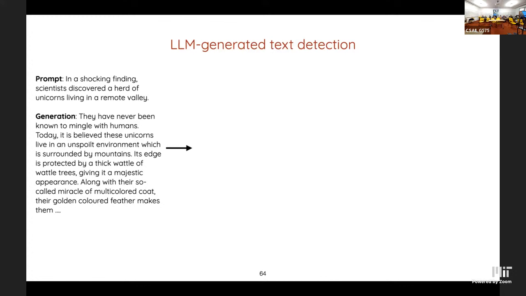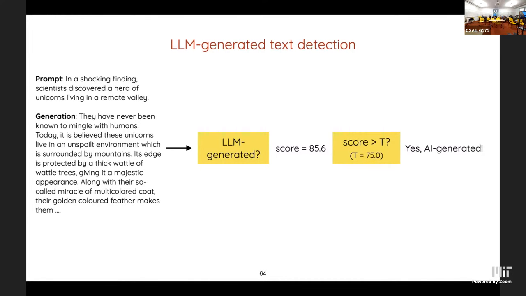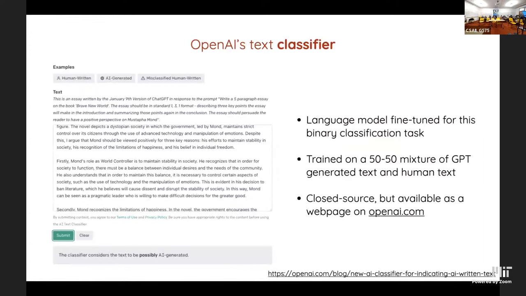The way these detectors work at a high level is pretty straightforward. Given a piece of text, you pass it to a detector, it gives you a score, and you measure whether that score is above some threshold. If it is, you say it's generated by an LLM. Importantly, you can adjust this threshold to minimize false positives, say so there's only a 1% false positive rate. Then you're really measuring your detection accuracy at a very, very low false positive rate.